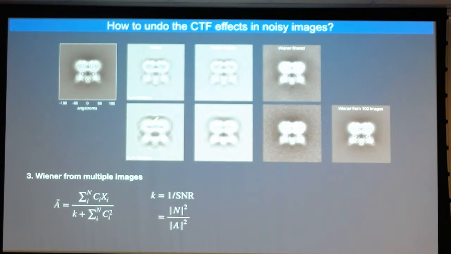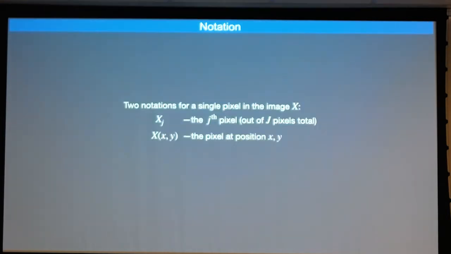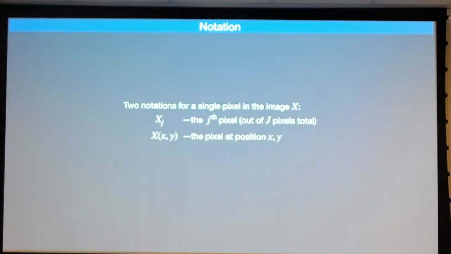So this is just a comparison. This is 3 micron defocus. That's a simulation of a particle in noise. This is what phase flipping does. This is what a single particle Wiener filter is capable of. And then this is what we get when we can combine information from multiple images at multiple defocus levels. Having multiple defocus levels means that we can fill in zeros in the CTF from one image with non-zero parts in another image.